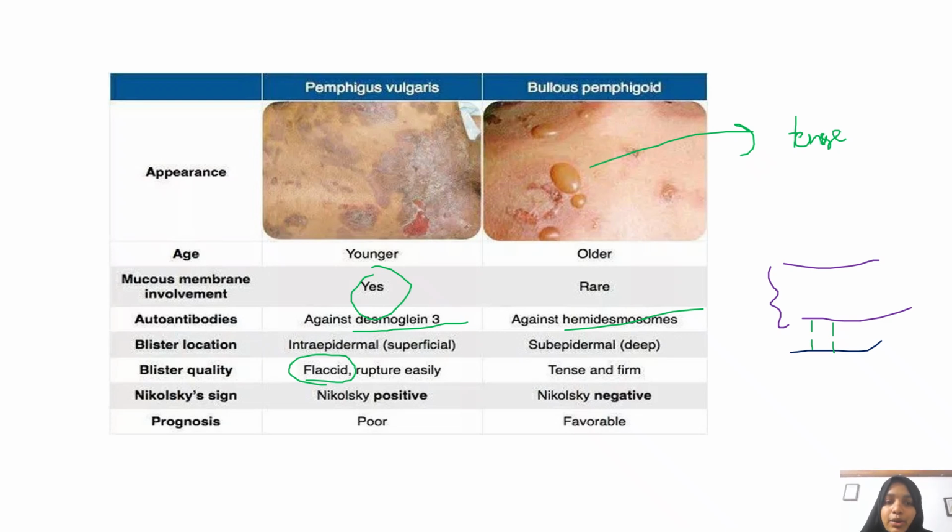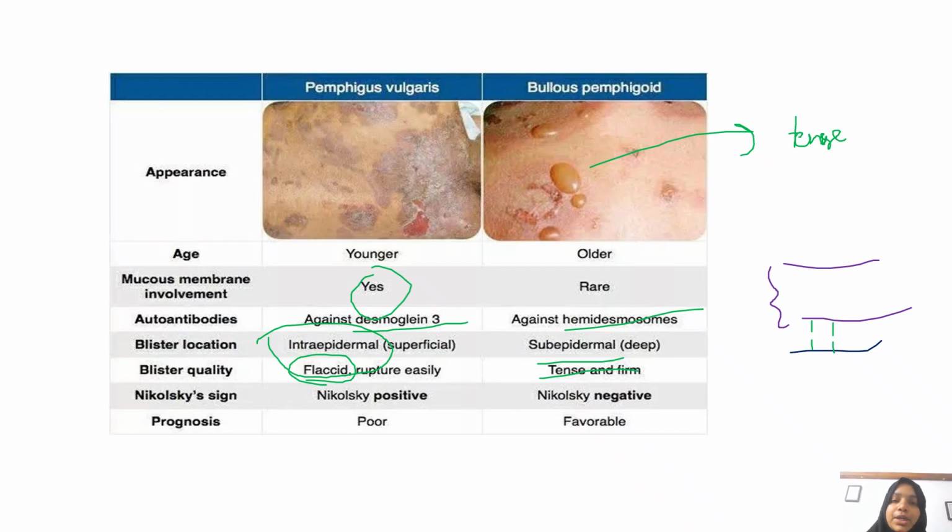So the blister location is going to be intraepidermal in case of pemphigus. It makes sense because desmosomes are in the stratum spinosum layer, which is within the epidermis layer. But in bullous pemphigoid, it's going to be subepidermal because hemidesmosomes are between the epidermis and the dermis. And the blister is going to be tense and firm in case of bullous pemphigoid. It's going to be flaccid in case of pemphigus vulgaris.